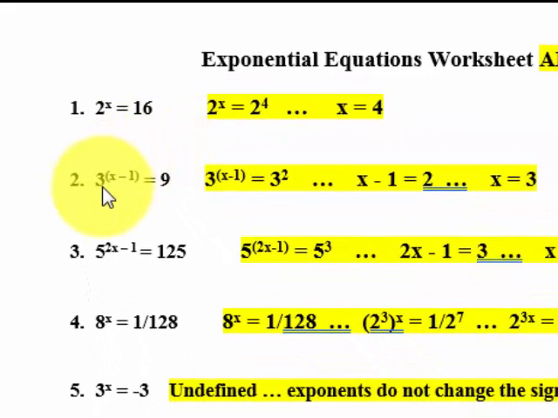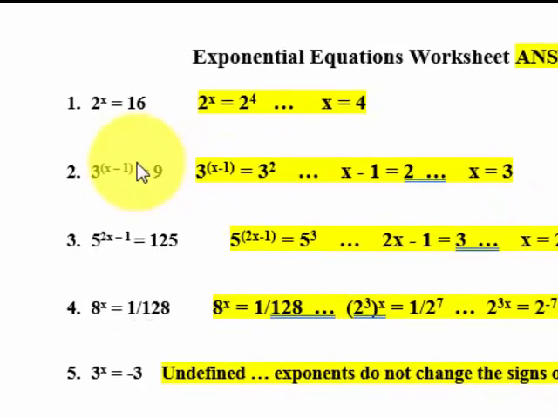Number 2, you try to turn the bigger number into the smaller number with an exponent, if you can. So 3 squared is 9. So we're going to change the 9 to 3 squared. So now the bases are the same. Therefore, the exponents have to be equal. So x minus 1 equals 2 and x equals 3 again for number 2.